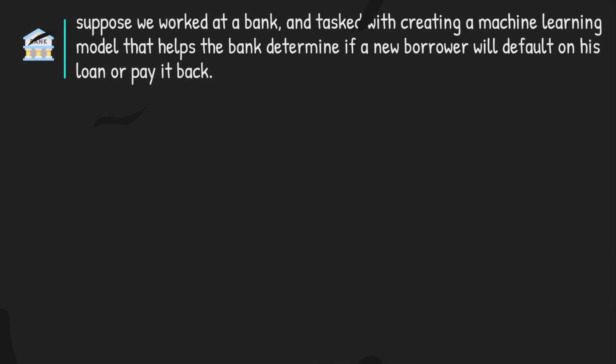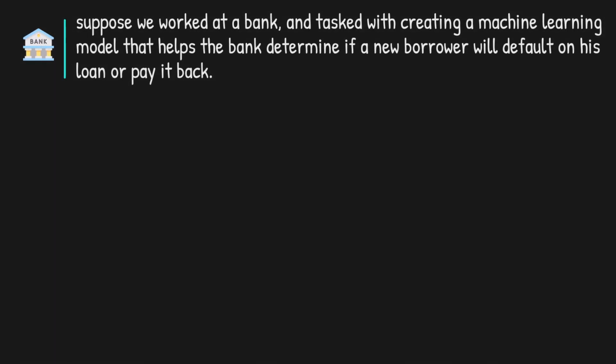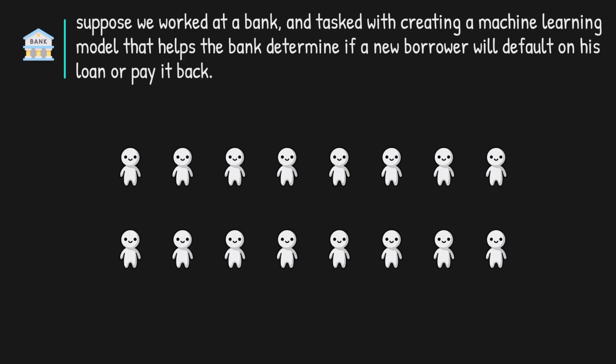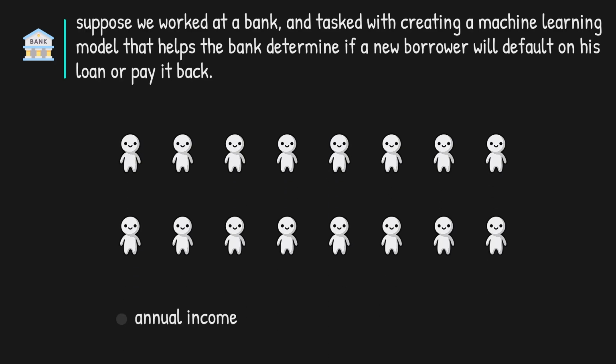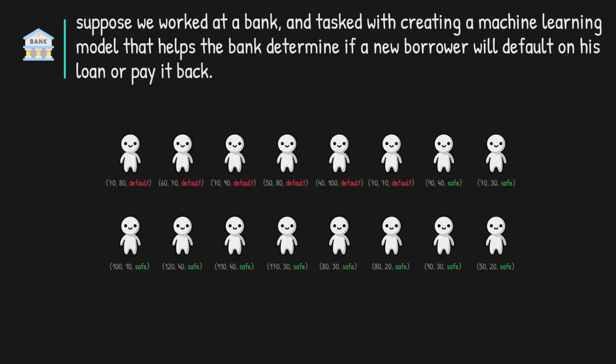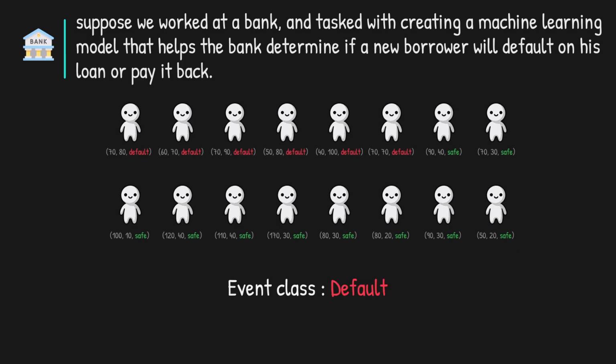Now, suppose we worked at a bank, and we're tasked with creating a machine learning model that helps the bank determine whether a new borrower will default on his loan or pay it back fully. We are given a sample of 16 borrowers, their annual income, the loan amount, and whether they defaulted on their debt or paid it back. The first step here is to label our target variable, and because the event we want the model to learn is default, we will map defaulted borrowers to class 1 and safe borrowers to class 0.